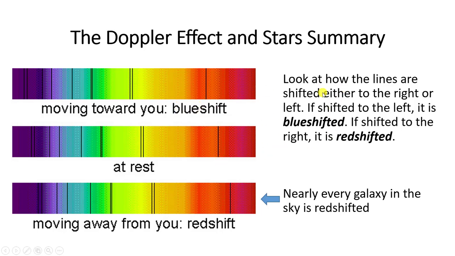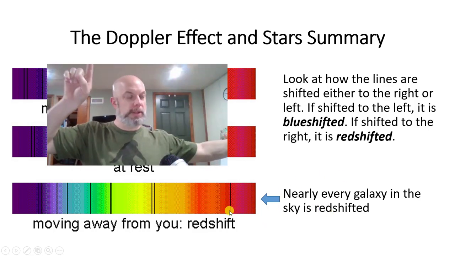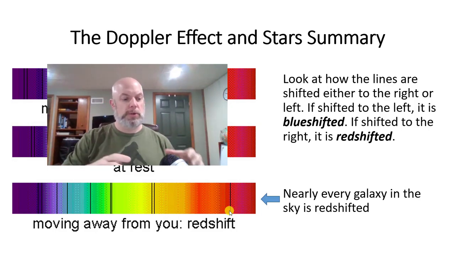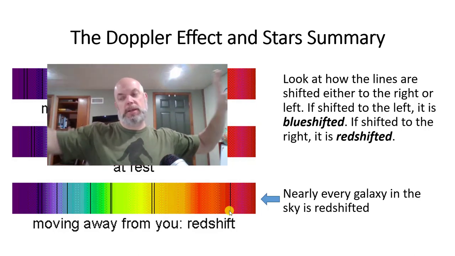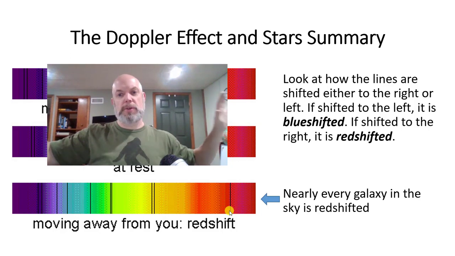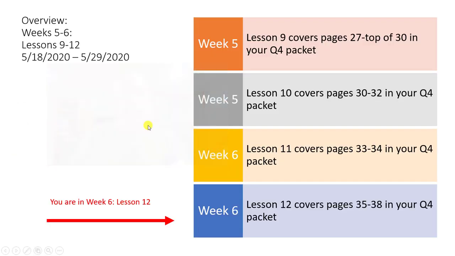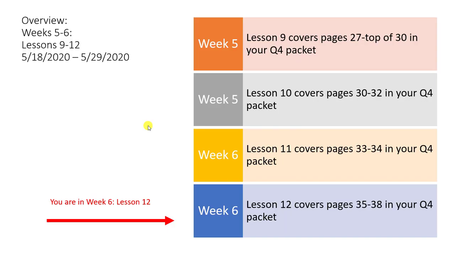So if the object is coming at you, it'll be blue shifted. If it's moving away from you, it'll be red shifted. And our point here is that nearly every galaxy in the sky is red shifted. So in every direction we look in the universe, all the galaxies outside of our local group of galaxies that are gravitationally bound together, everything is red shifted, so we know that everything is moving away in all directions. So that's the basics for lesson 11.